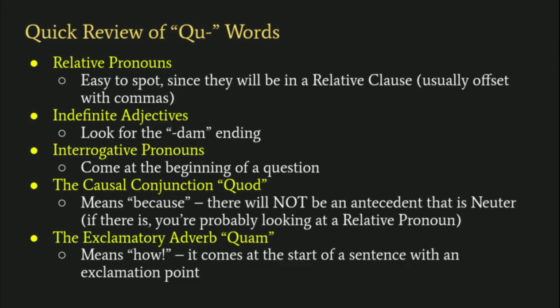The last QU word we're looking at is the exclamatory adverb, quam. It's called exclamatory because it's got the exclamation point after it. You're exclaiming something, shouting something, however you want to think about it. So it's pretty easy to spot because it usually comes at the beginning of a sentence and it's going to have the exclamation point after it, right?